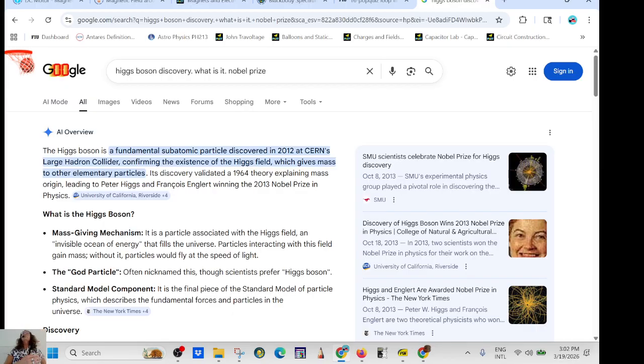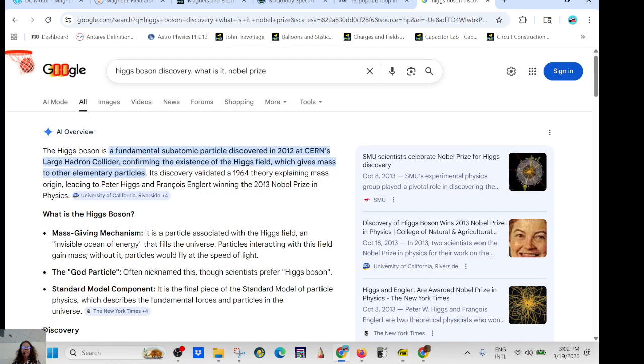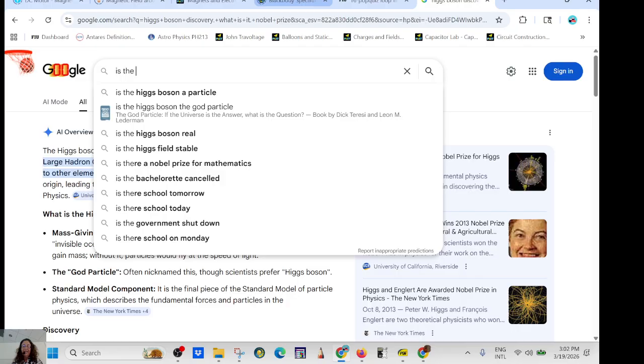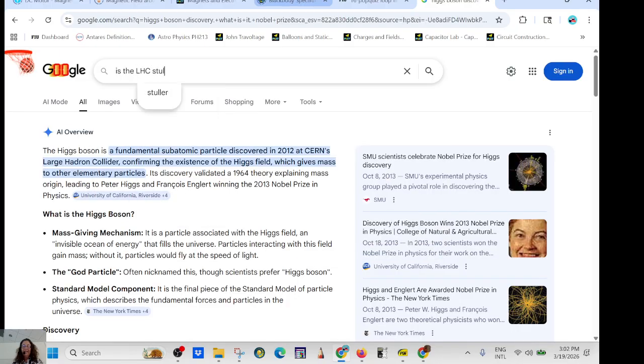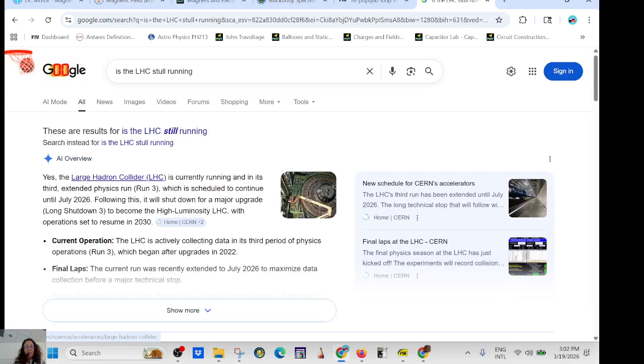It cost a lot of money to run this experiment, so I'm not sure it's still running. Not sure, especially today. You need a lot of energy, right? Yeah, I don't know if it's still running. Let's ask. Yeah, so it's running, and it's in its third extended physics run, which is scheduled to continue until 2026. It will shut down for a major upgrade. Okay, good.